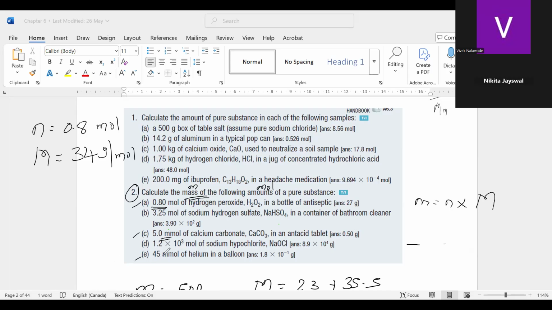Check 45 millimole. Millimole means divide by 1000. Okay, divided by 1,000. Yeah, so you need to try to remember this concept. If it is M before a unit, that means it is divided by 1000. If it is K before a unit, it means it is multiplied by 1000.